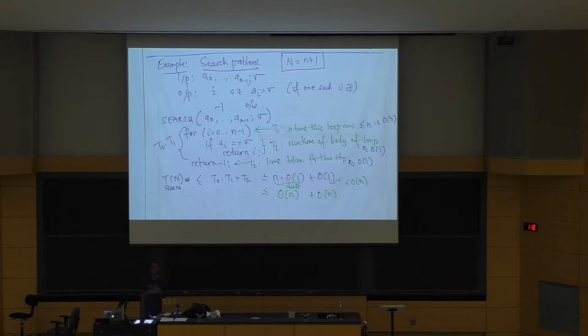And then we apply the additive property. If you have two functions which are both big O of H, if you sum them up, you get big O of H. And so here you apply the additive property, and so this is big O of N.